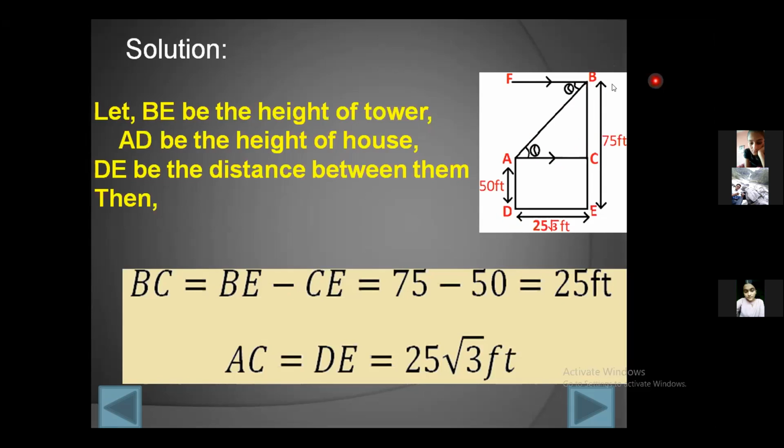BC is equal to BE minus CE. BE means 75 feet, and CE is 50, because AD is equal to CE. Here we can see AD is equal to CE. So 75 minus 50 is 25 feet. Again we have to find the base AC. So base AC is equal to DE, that is 25 root 3 feet.